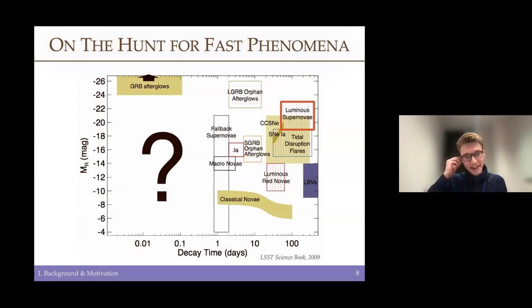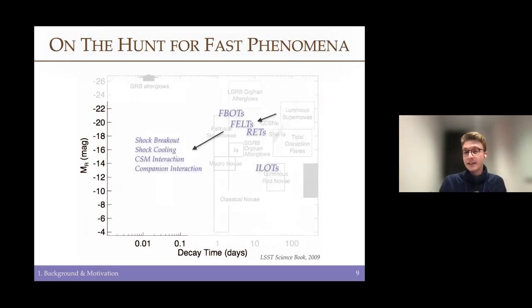Here's one from the LSST science book, and luminous supernovae are in the red box, top right. You see there's a big question mark of a region in this phase space of faint, fast events that we have not traditionally been good at detecting. And the question is, with our current and upcoming surveys, are we going to get better at carving out that phase space? We're already starting to push toward that bottom left corner for unique classes of events.